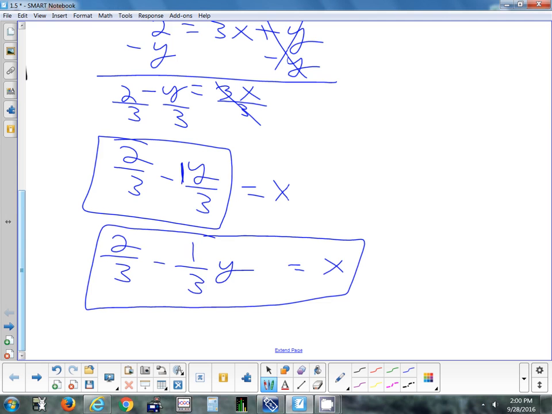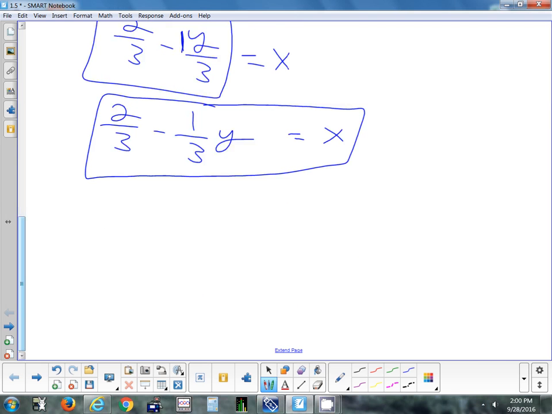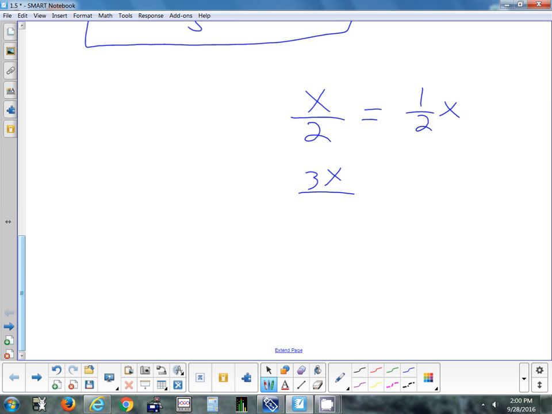So a lot of times they take the fraction and put it in front. What if I had something like x divided by 2? Can somebody tell me what that would be the same as if I rewrote it with the fraction in front? Josh? 1/2 times x. Yeah. Okay. What if I had 3x divided by 4? What would that be the same as? 3/4 x. Yeah, 3/4 x.